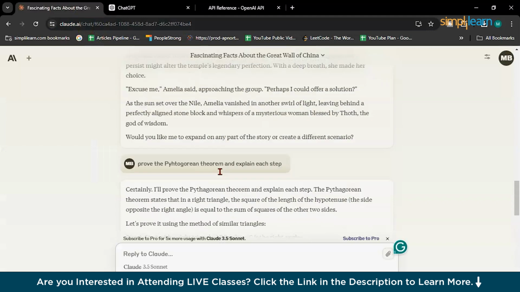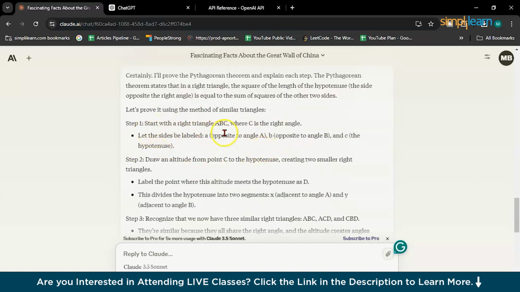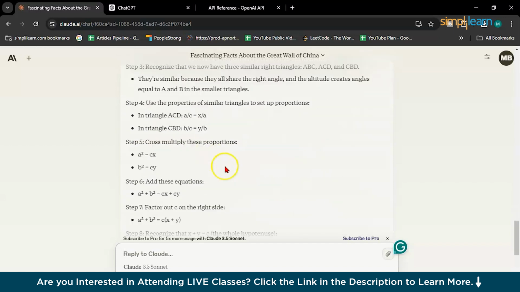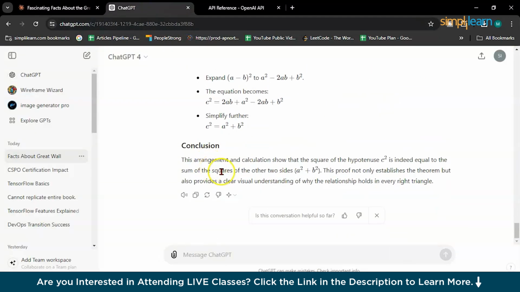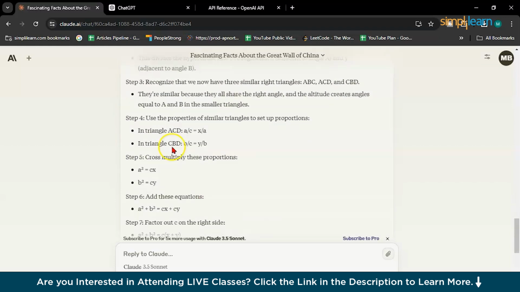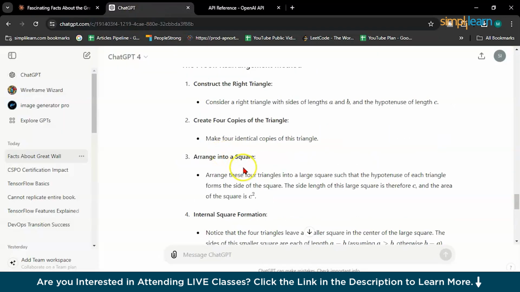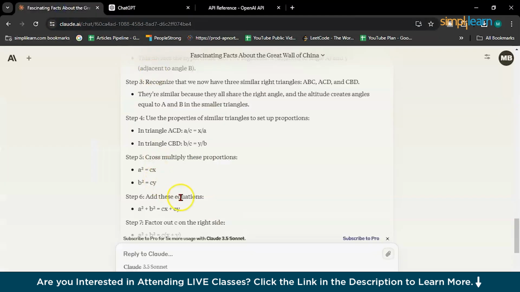So here Claude 3 says, certainly, I will prove the Pythagorean theorem and explain each step. Okay, it's also good. ABC. A squared plus B squared is equal to C squared. So here Claude 3 is giving a more perfect answer as compared to ChatGPT, because I can't understand why it is arranging into a square and the internal square formation.